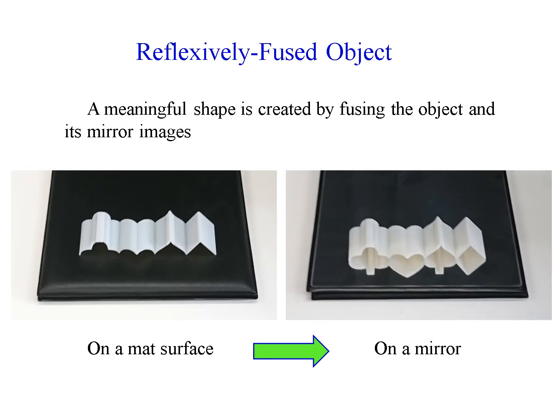In the next example, the object itself is almost nonsense, but a meaningful shape can be created by fusing the object and the mirror image. This is another application of an ambiguous object. We call this a reflexively-fused object. This is a sixth class of impossible object.